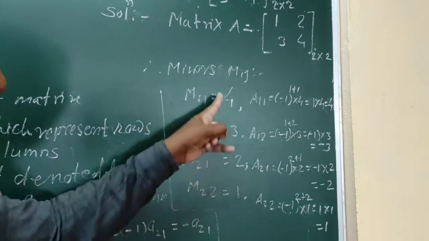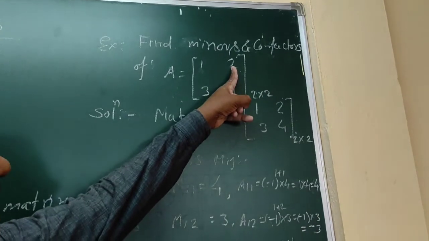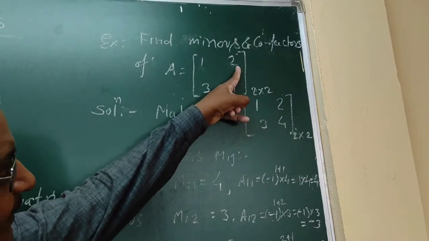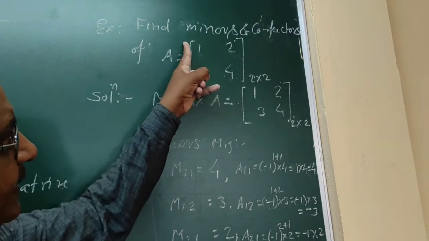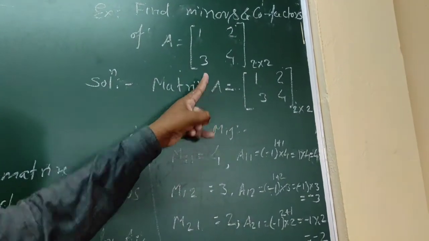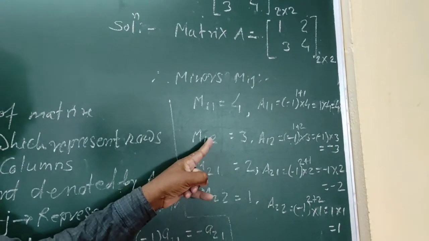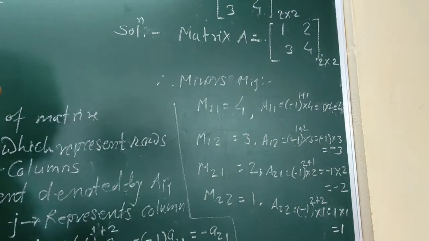First of all we find all the minors here. Then the second element is in the first row and second column. Again we delete the elements in its row and column. What is left is 3. Therefore the minor of that element, M12, is equal to 3.